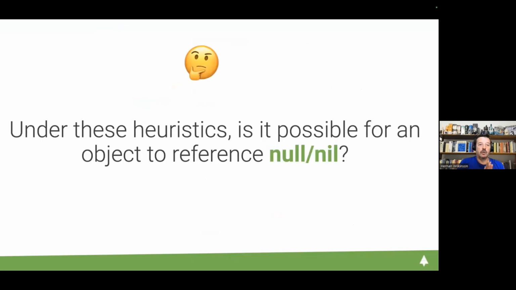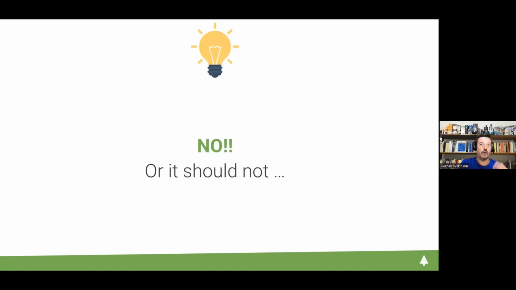Good, so we have a good representation of entities, complete objects, valid objects. So one question that we can ask ourselves is, under this heuristic, does it make sense to use null or to use nil? And the answer is no. We shouldn't use null, we shouldn't use nil, because null is like a schizophrenic object.